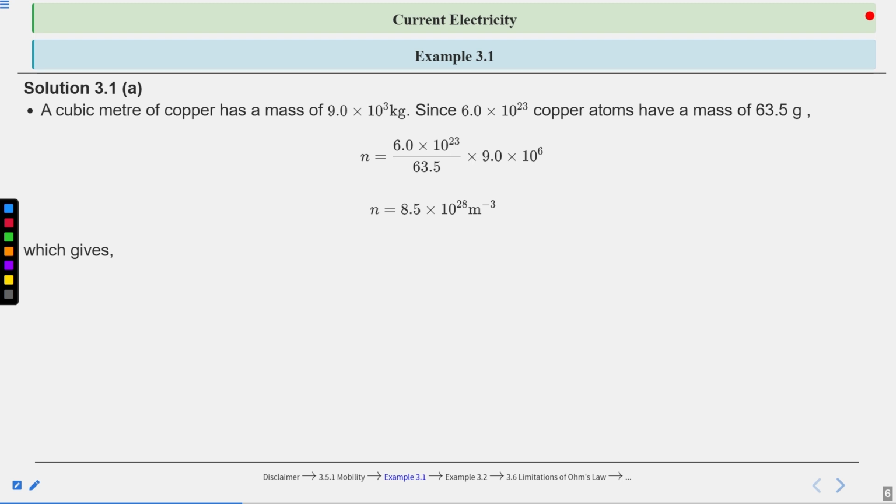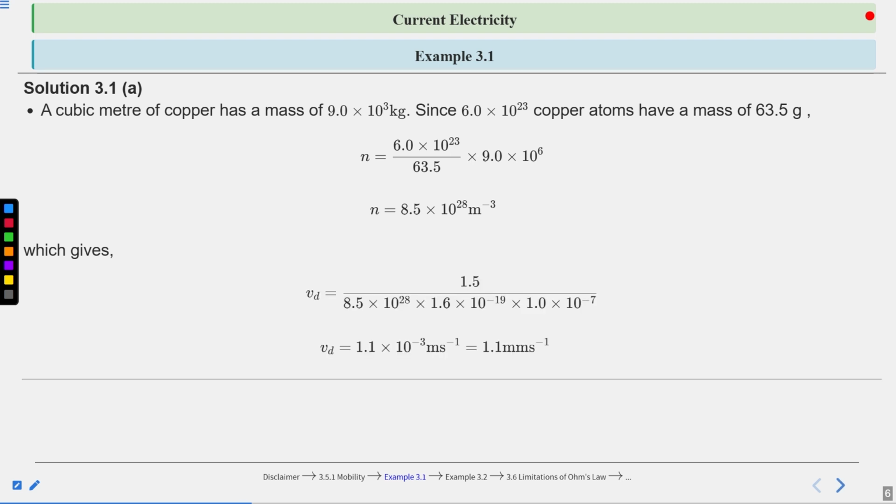Now everything is known to us. Now put in the formula for Vd. So this term is I upon, this is n, this is e, and this is A. Now put the values. I is 1.5 ampere upon n is 8.5 into 10 to the power 28 into 1.6 into 10 to the power minus 19 into area, which was given as 1.0 into 10 to the power minus 7. After solving, we get drift velocity 1.1 into 10 to the power minus 3 meter per second. Also, we can write 1.1 millimeter per second.